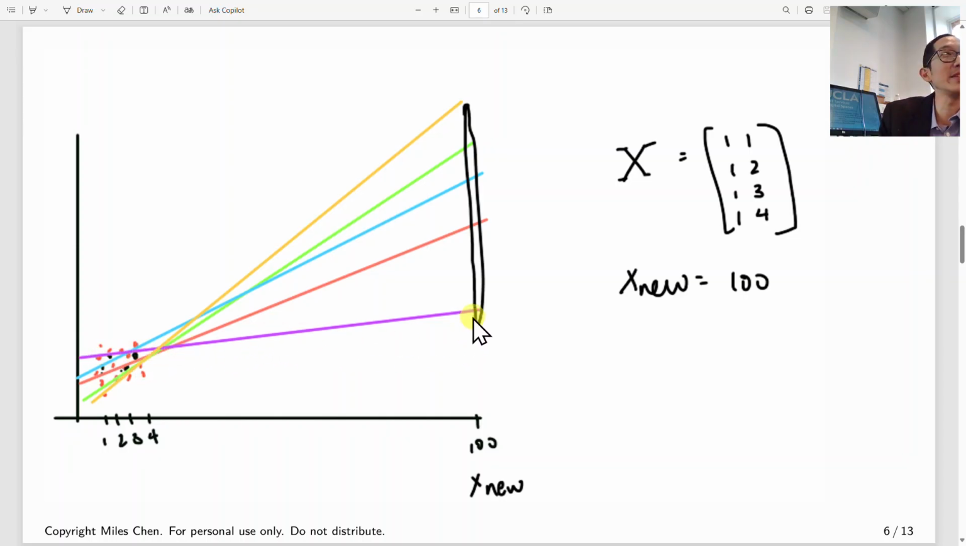Like the purple line, okay? But we could also imagine a fitted line that ends up looking kind of like the yellow line. And when we drag it out to say the new value is at 100, we could see there's a huge amount of variation in what our prediction would be, okay? And it is interesting that the only thing that really matters is how much noise there is here, okay?